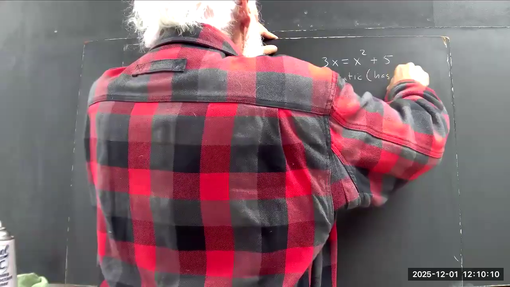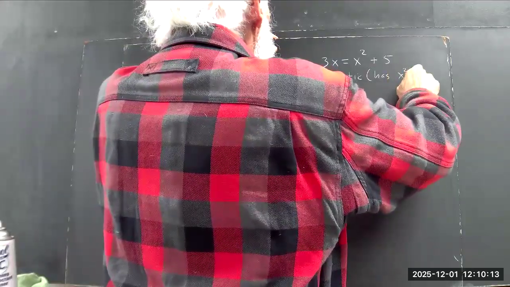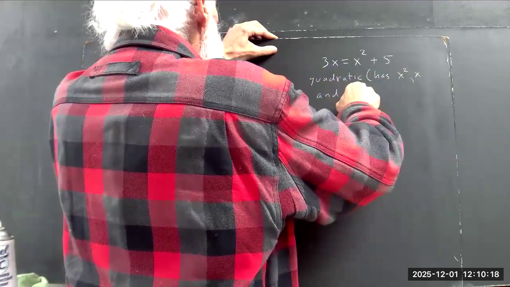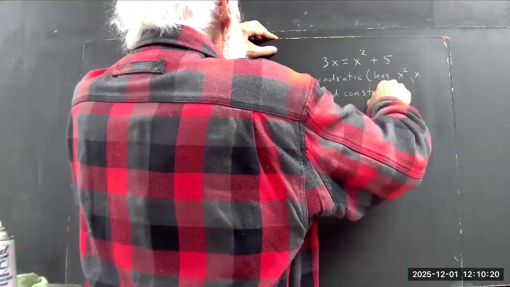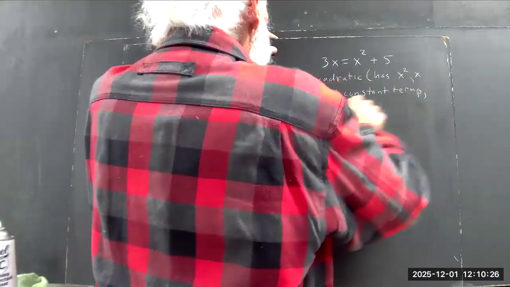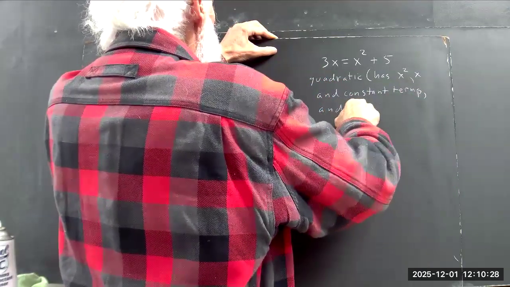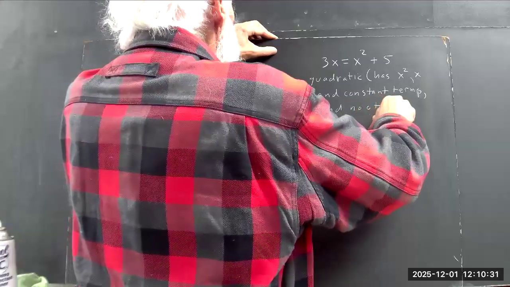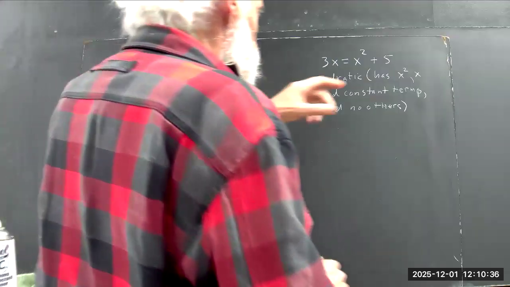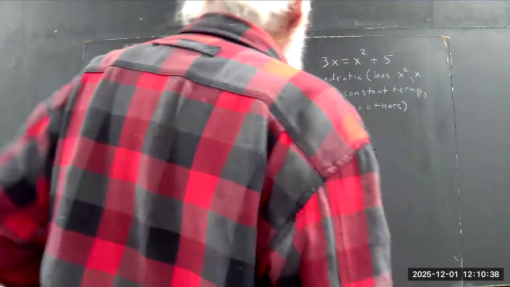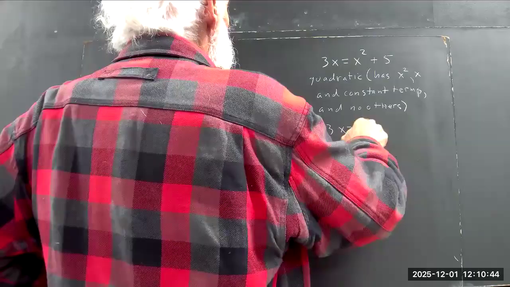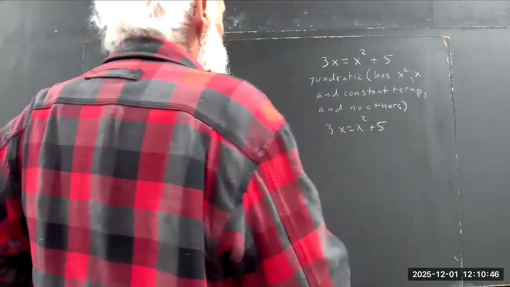because it has x squared, x, and constant terms and no others. You might recognize that I can simplify this equation. Or I can rearrange this equation. It's not necessarily simplified.